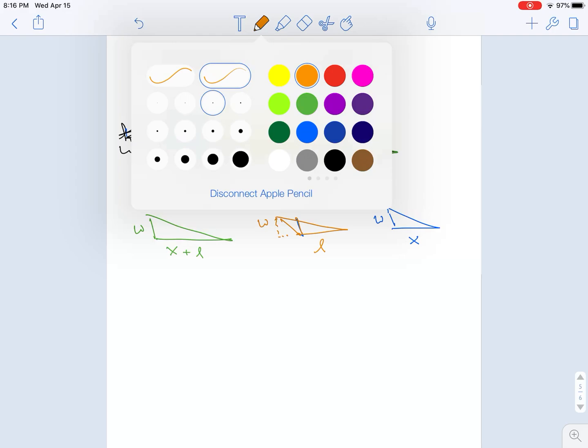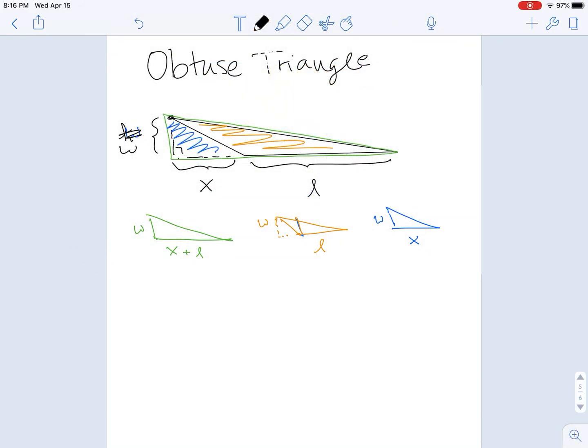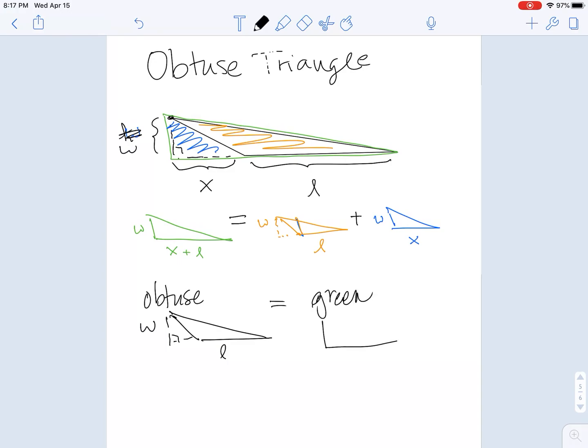Now what is the relationship of these three triangles, just like a composite figure? This giant green triangle equals the orange triangle plus the blue triangle. Or I could say my obtuse triangle with dimensions L and W equals the giant green right triangle with dimensions x plus L and W, minus the blue, which is that tiny piece right there, x and W, also a right triangle.